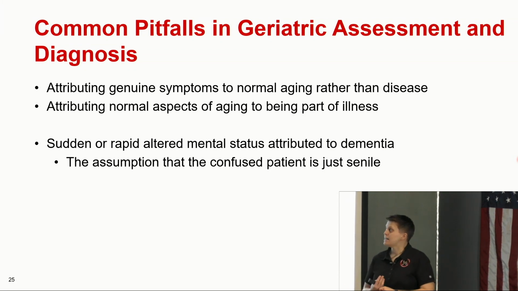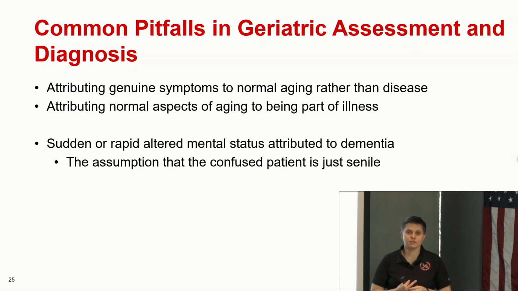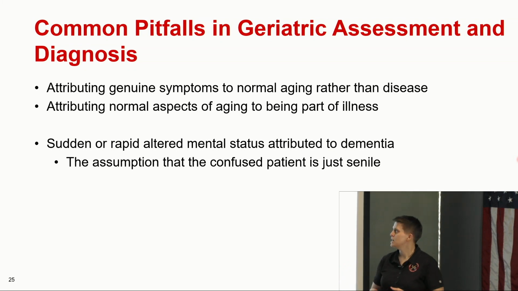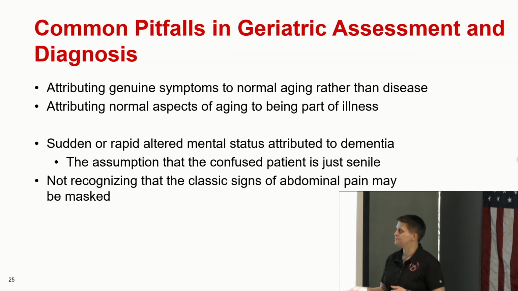If a patient has sudden or rapid altered mental status, for example, that does not fit with dementia, right? So we can't just put that new rapid change in a bucket of chronic ongoing issue for that patient. We can't assume that a confused patient is just going through their normal progression of dementia or is just senile.